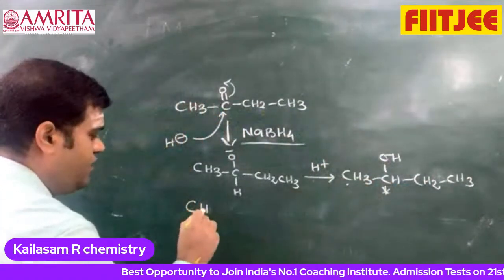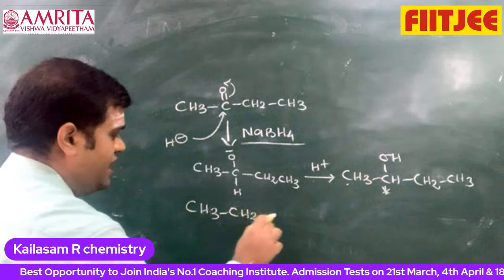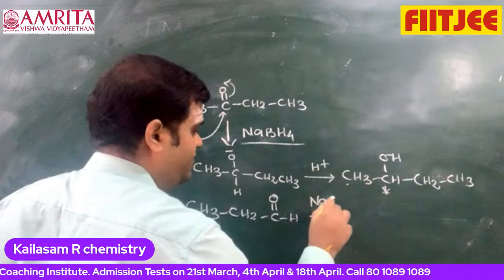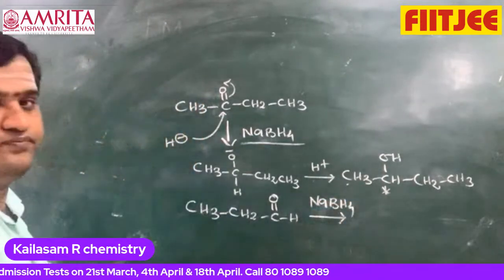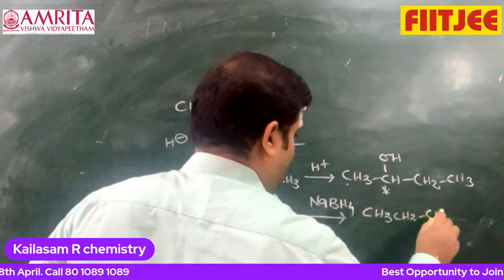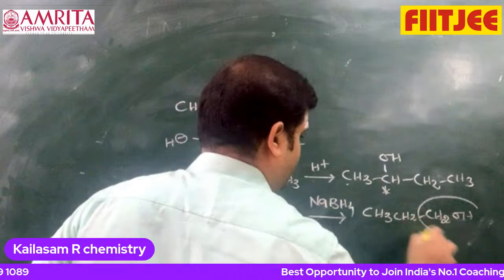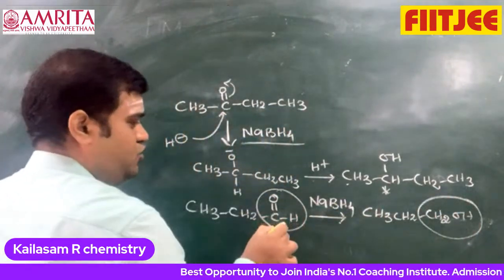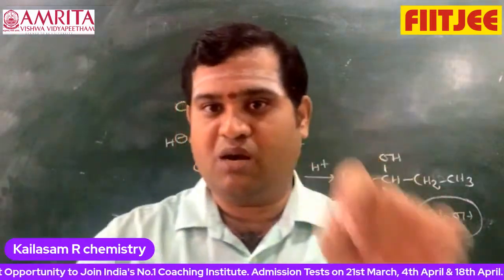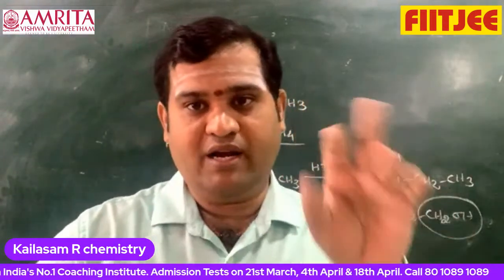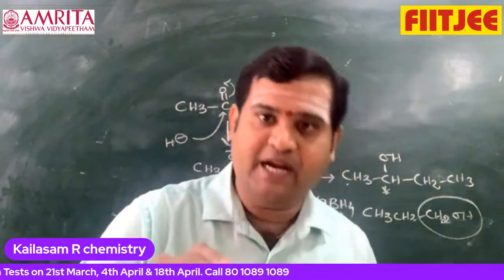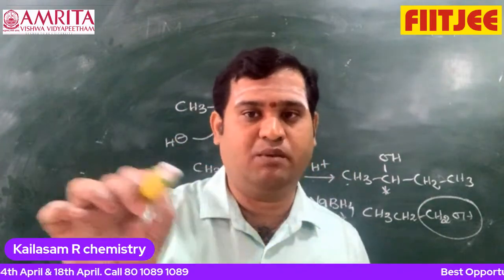Suppose I take CH3, CH2, C double bond O, H, using sodium borohydride, NaBH4. I'm going to get CH3, CH2, CH2OH. Observe that: CHO becomes CH2OH using sodium borohydride. Sodium borohydride never reduces a carbon-carbon double bond, and never reduces a carbon-carbon triple bond. Even lithium aluminum hydride never reduces a carbon-carbon double bond or triple bond.